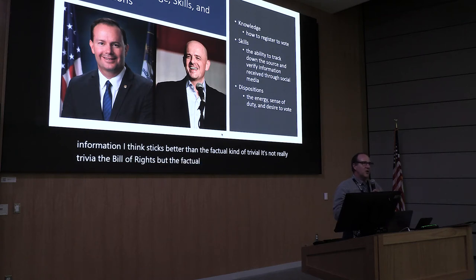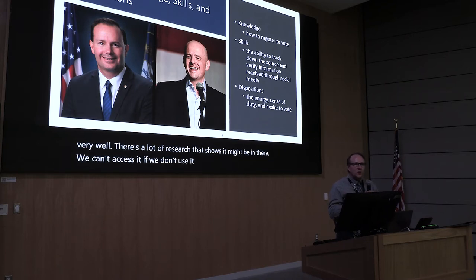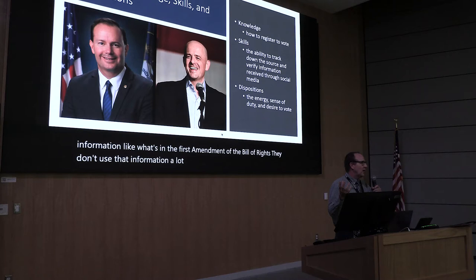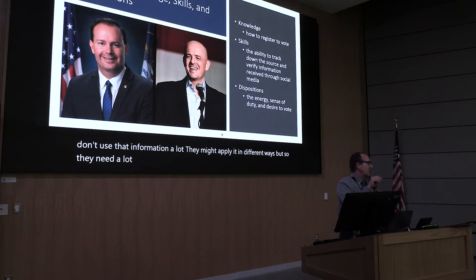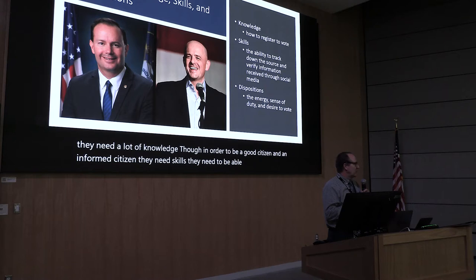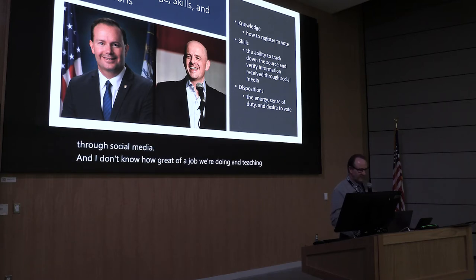There's a lot of research that shows it might be in there, but we can't access it if we don't use it a lot. And people don't use information like what's in the First Amendment of the Bill of Rights a lot. They might apply it in different ways, but they need a lot of knowledge in order to be a good citizen and an informed citizen. They need skills. They need to be able to, for example, track down the source and verify the information that they receive through social media. And I don't know how great of a job we're doing in teaching them skills like sourcing, looking at the source, where is this coming from?